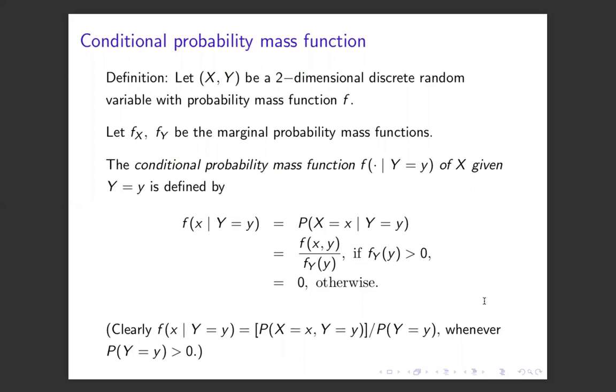Whenever the denominator is strictly positive, you can note that it is the same thing as what we have seen earlier as conditional probability of events. So note it down if you want to.